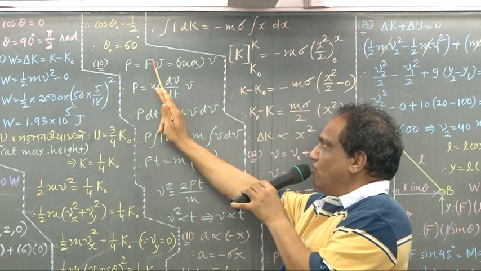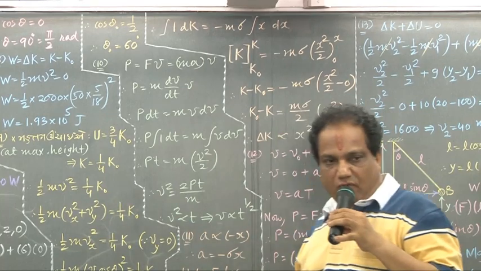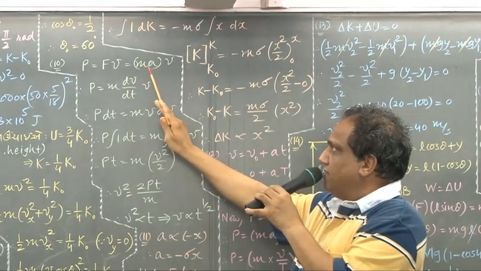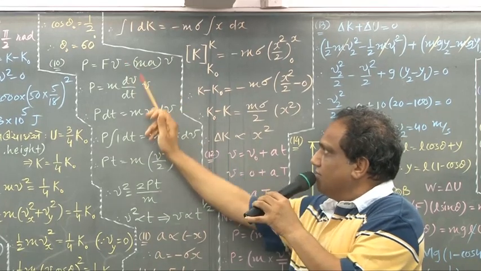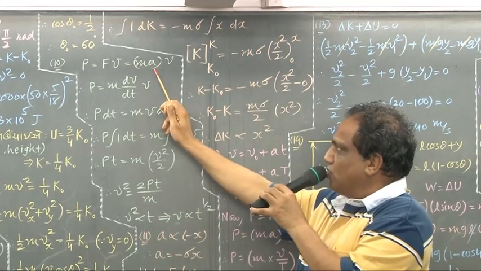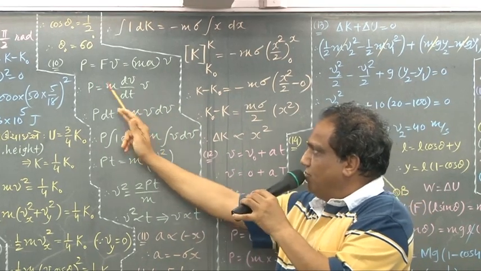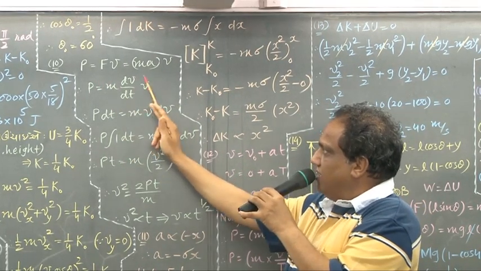Power formula is force into velocity. And now F equals ma, V as it is, m as it is, a is also dV by dt into V. Take this dt here. So P into dt will be mv dV.